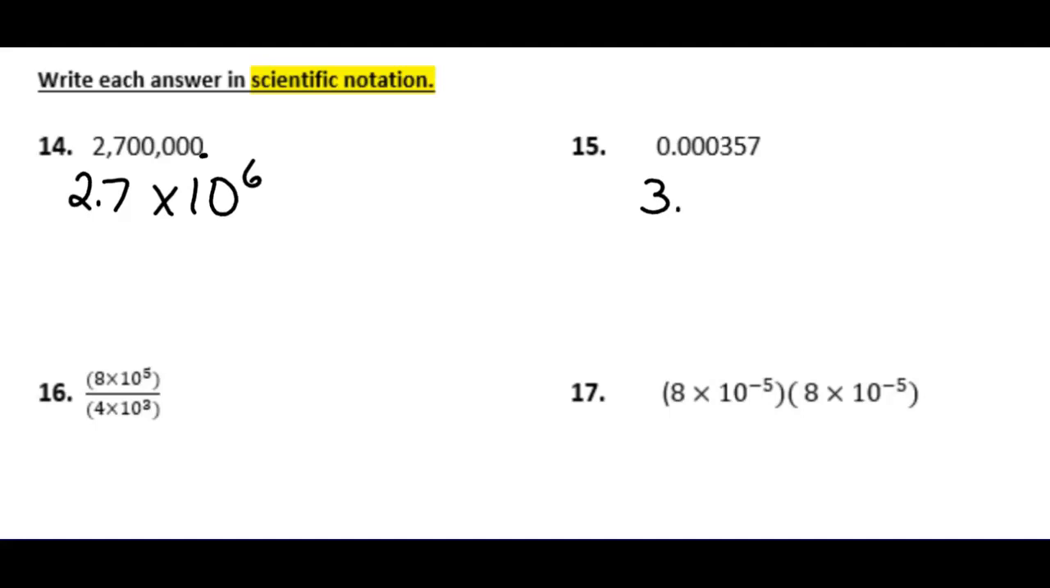Between the 3 and the 5. How many times did I have to go to get there? 1, 2, 3, 4. Times 10 to the negative 4. So that's how I remember it. I don't want that much money in my bank account. That's a negative experience for me. So little numbers are negative. Big numbers are positive.